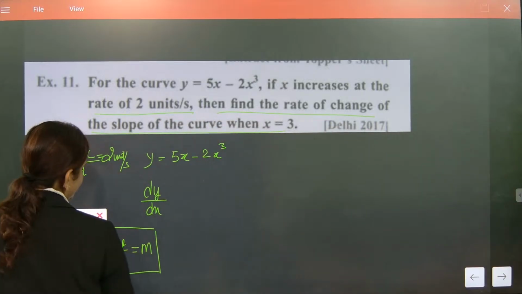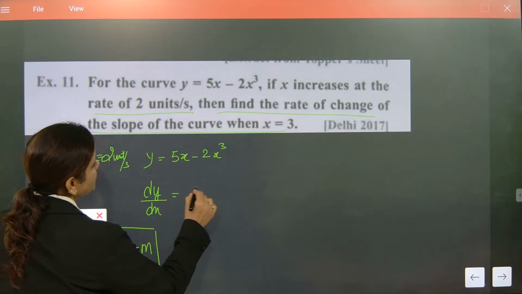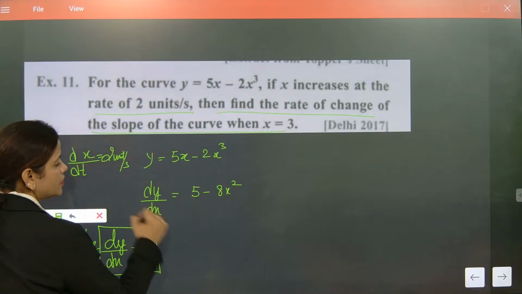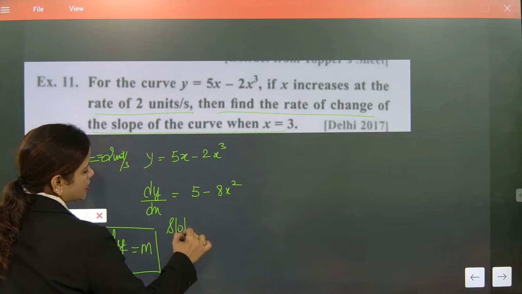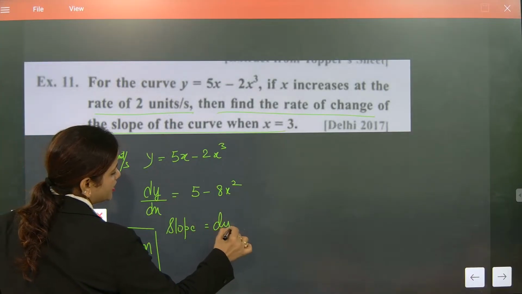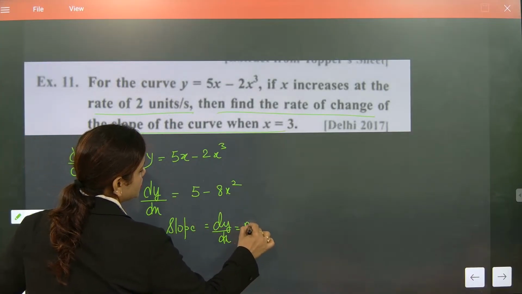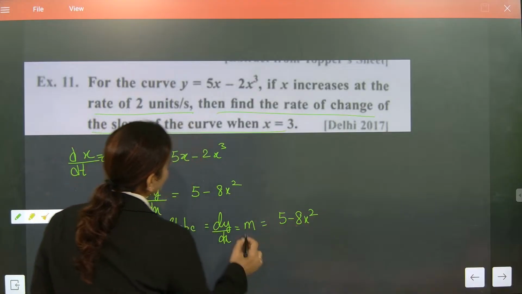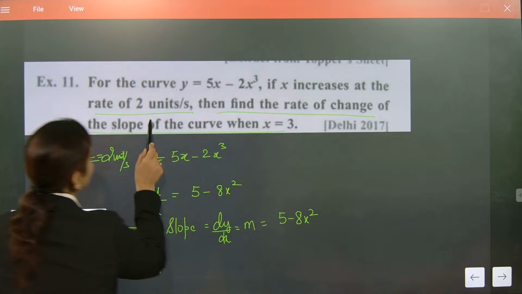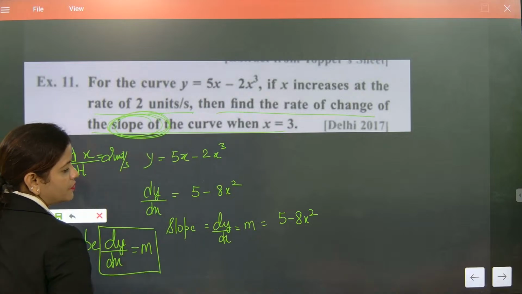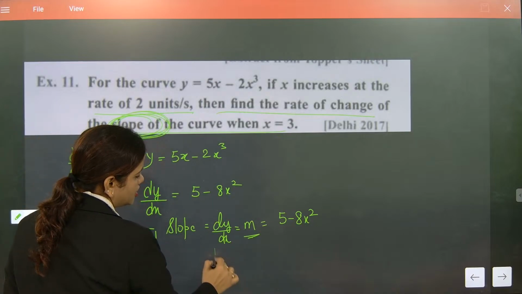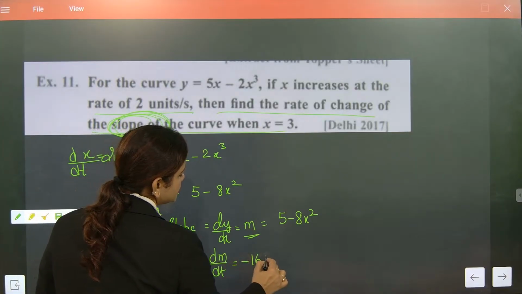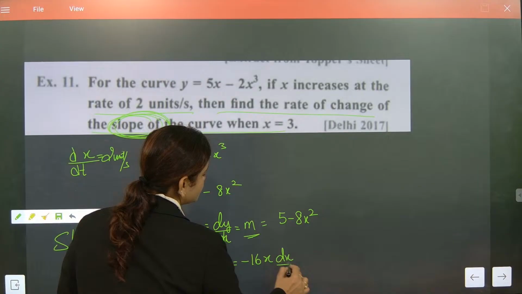Okay. So once you have written dy by dx is equal to m, this part will become 5 minus 2 3s are 6x square. This will become your m. So slope is dy by dx and this part is equal to m. So m is equal to 5 minus 6x square. Now they are telling us to find the rate of change of slope. So our slope came as this much. So now we will differentiate, dm by dt. So it will become minus 12x dx by dt.